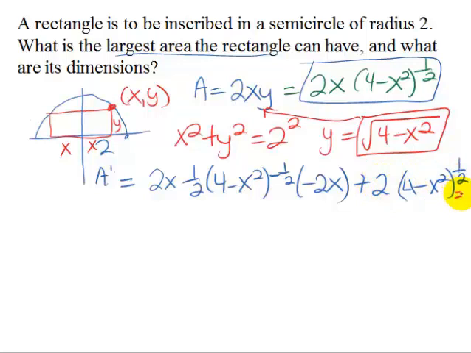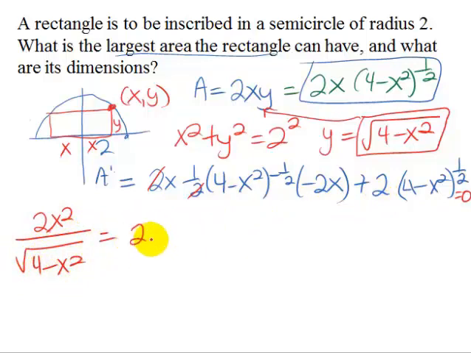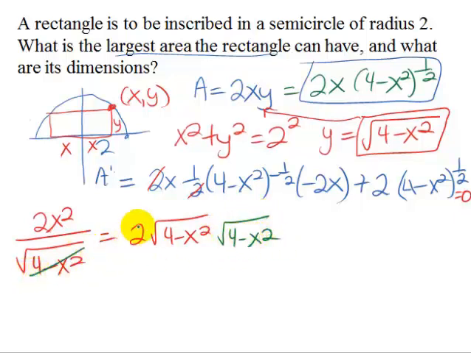Now we're interested in where this equals 0 so that we can find any critical numbers. Looks like we can reduce here. And this is going to be negative 2x squared over the square root of 4 minus x squared. So we're going to move this to the other side and have 2x squared over the square root of 4 minus x squared equals 2 times the square root of 4 minus x squared. So let's go ahead and multiply both sides by the square root of 4 minus x squared. That will get rid of this here, and we can reduce each of these by 2.